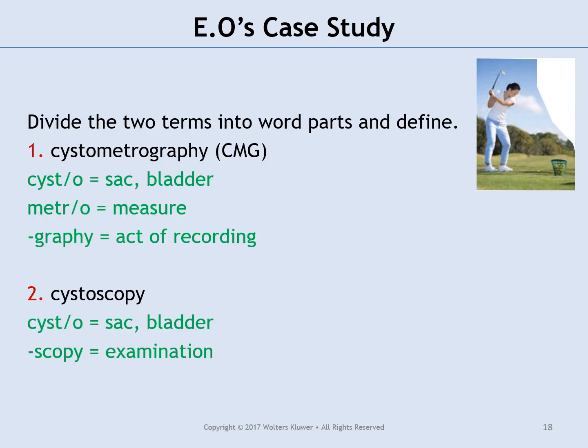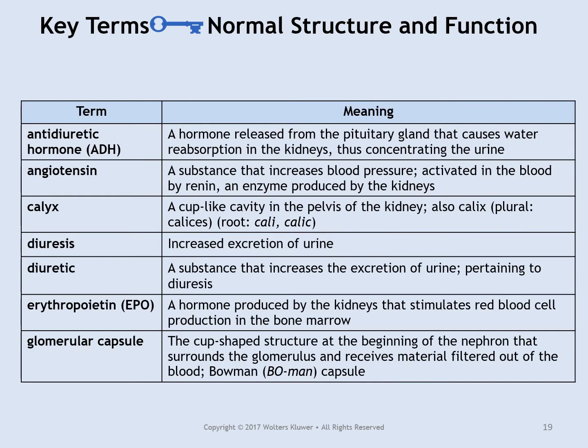Again, let's break it down. We have cyst, which is bladder, and we're going to measure what's in the bladder and put that on a graph. So we're measuring the amount of activity in the bladder. And cystoscopy, we have again cyst, or bladder, and scopy, examination. So we're actually going to take a scope and take a look at EO's bladder visually. So here are some key terms that if we haven't seen yet, we will see them before the end of the lecture.